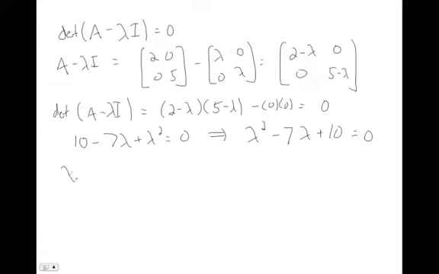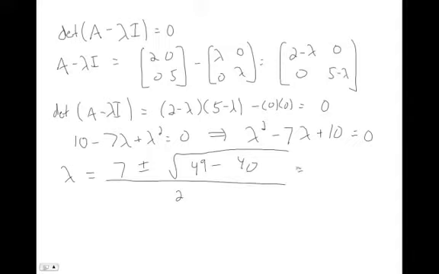Okay, now how do I solve for lambda? Well, we have a simple formula for this, and we usually structure it this way: it's negative b plus or minus the square root of b squared minus 4ac, so 4 times 1 times 10 is 40, all over 2a, so that's 2 times 1. Then I look at that, and 49 minus 40 is 9, the square root of 9 is 3, so that's 7 plus or minus 3 over 2, and then I realize there are two solutions to that.